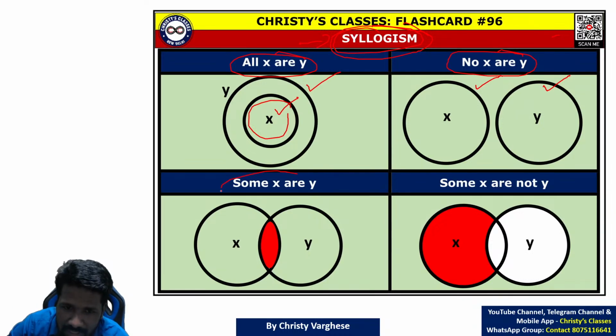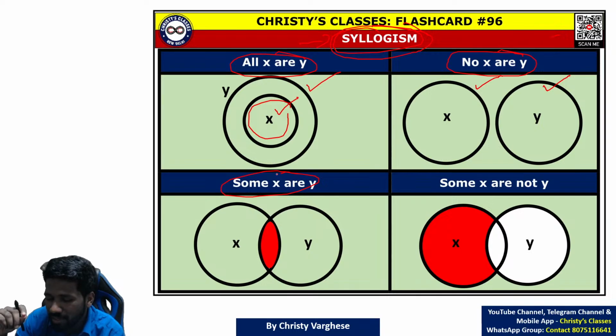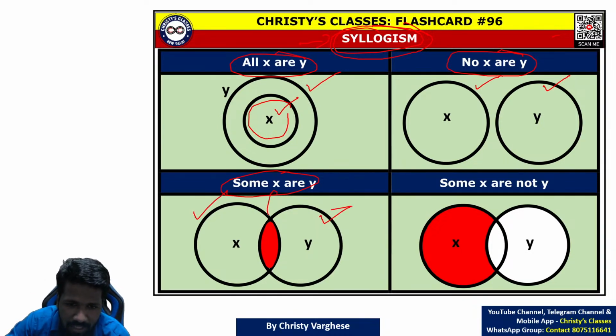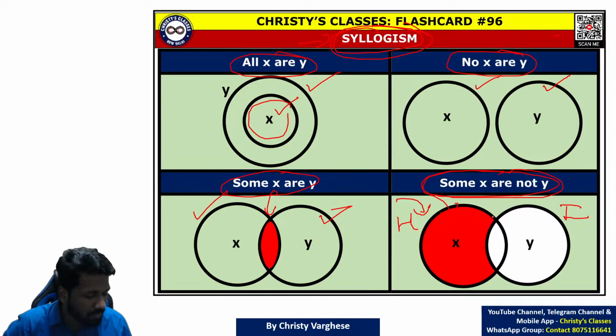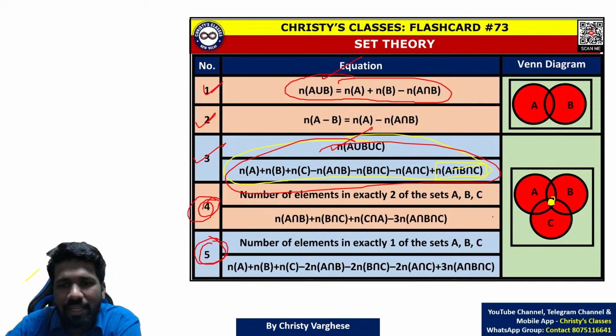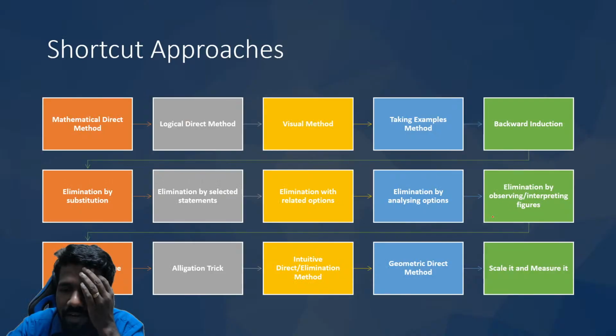So disjoint set. Some X are Y, for example, some humans are intelligent. That means if this is the human set, this is the intelligent set, there should be some intersection. Some humans are not intelligent means this: if this is the human set, this is the intelligent people set, this red region indicates some humans are not intelligent because they are not part of the intelligent set. So these are the basic ideas of syllogism. More ideas of syllogism in the next class we will discuss in more detail.